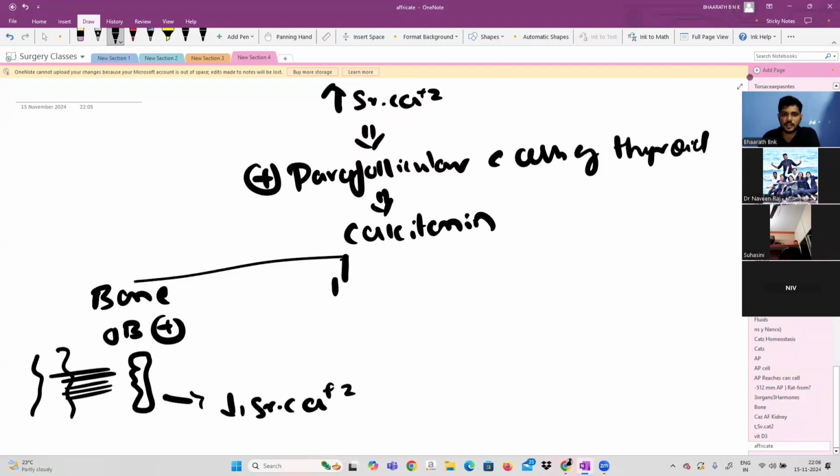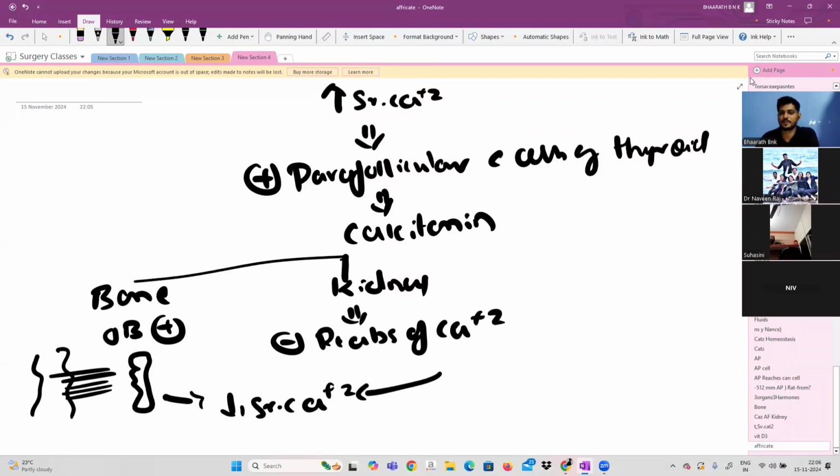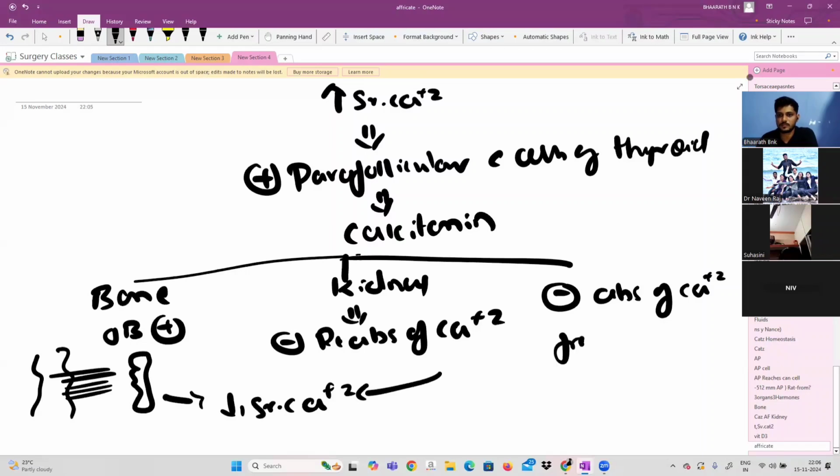They act on the kidney and they inhibit reabsorption of calcium. As a result, the serum calcium level reduces and there is increased excretion. They also inhibit absorption of calcium from the gut. Now, that will also reduce the serum calcium levels.